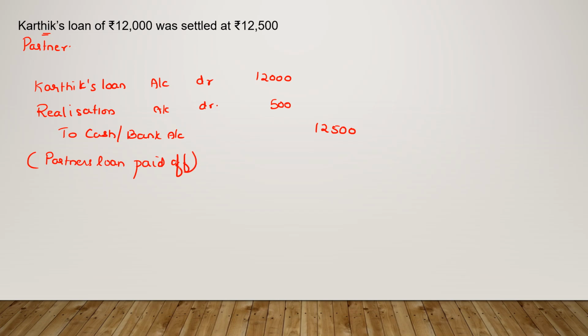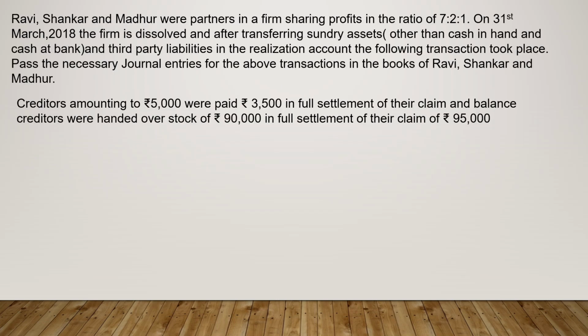So I hope it is clear how we solve this question in past journal entries in case of dissolution of this particular firm. Moving further, we'll do one more question. Here, the partners are Ravi, Shankar and Madhur. They were partners in a firm sharing profits in the ratio 7:2:1.